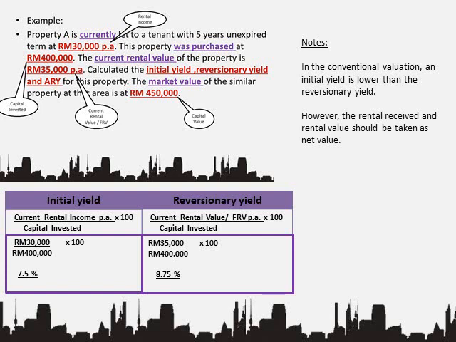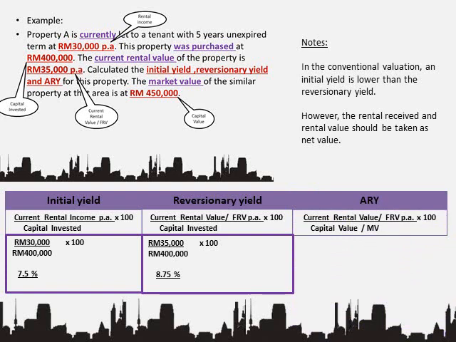And for the last, the all risk yield, the formula is current rental value or full rental value, which is 35,000, divided by the capital value or market value. Our capital value is 450,000. So just divide and times 100, then you will get the all risk yield of 7.78%. So that's how to calculate.